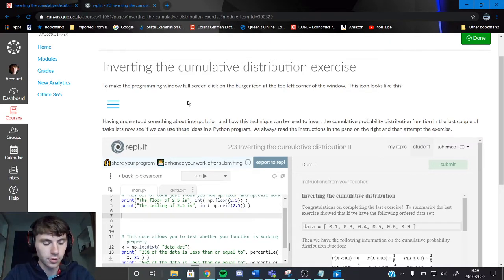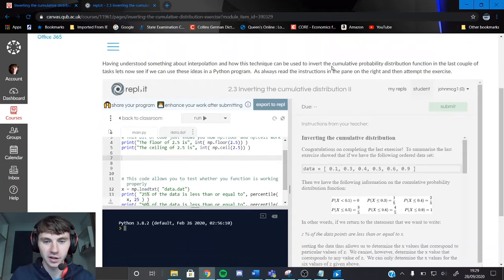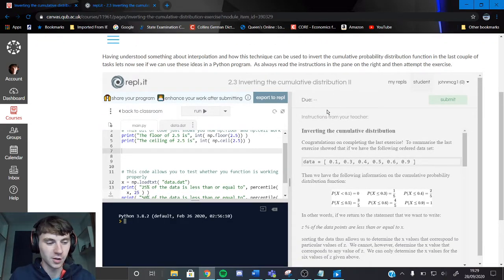Right, so now we're going to be doing the inversion of what we were doing in the first place. And I'm going to be honest, this one drove me around the bend. I found this one quite difficult, so I spent quite a bit of time on it.